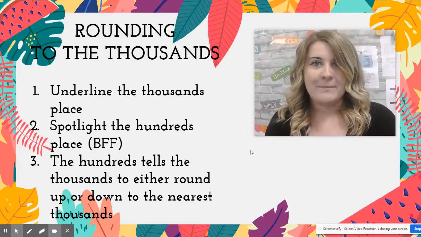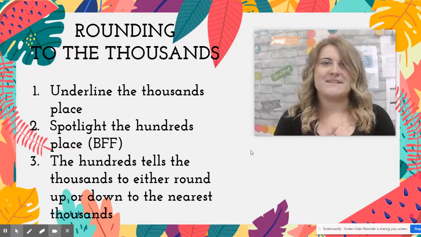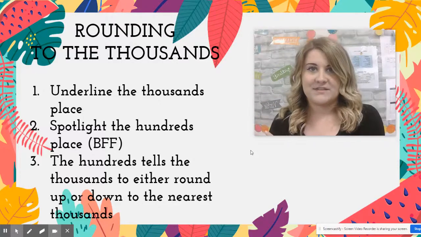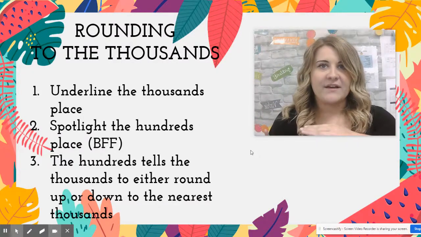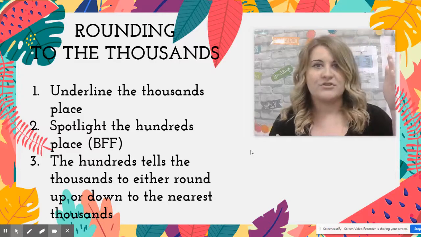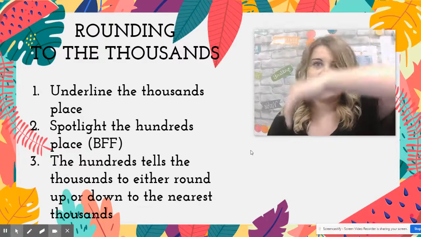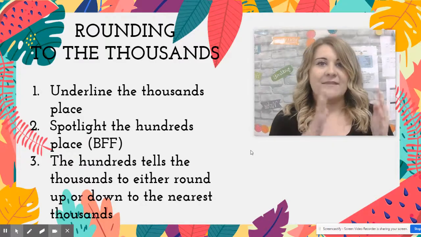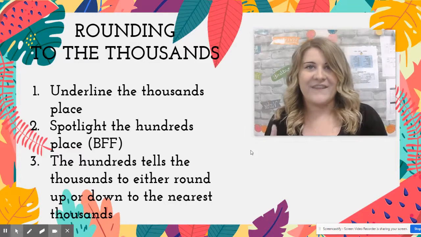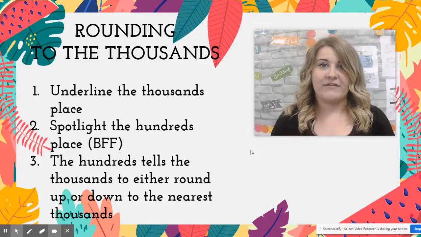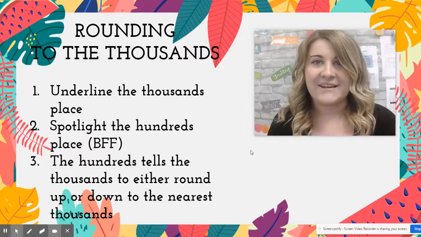So the process of rounding to the thousands place is just like the tens and the hundreds, except we are moving down to the thousands place. So we're going to underline the thousands place, spotlight the hundreds, draw an arrow from the hundreds to the thousands, and the BFF is going to tell the thousands place to either shove up or to rest, okay?